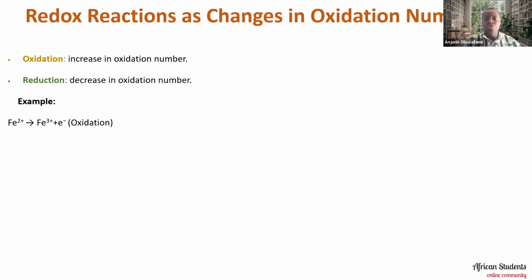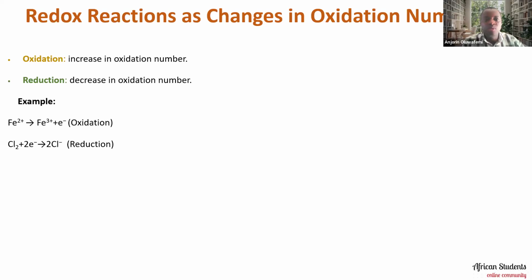When you have iron 2+ proceeding to iron 3+ plus 1 electron, what we have there is an increase in the oxidation number from +2 to +3. So that is an oxidation. But when you have chlorine plus 2 electrons to give us Cl- with a coefficient of 2, what we see there is a transition in oxidation number from chlorine at 0 to -1. So there's a decrease in the oxidation number. A decrease in the oxidation number implies what? Reduction.